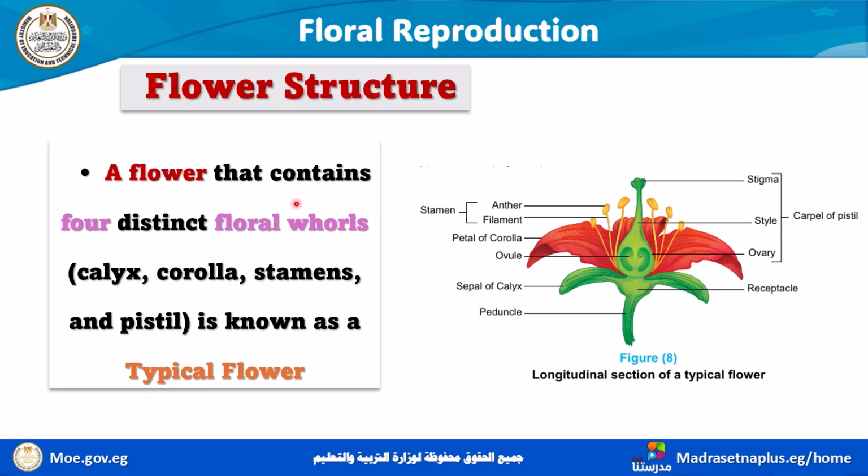A flower that contains the 4 whorls, which are the calyx, this is the calyx, the corolla, the stamens, and the pistil, is known as typical flower. So the typical flower contains four distinct floral whorls. What are the names of these whorls? Calyx, corolla, stamen, and pistil. So in this case, the flower is called typical flower.